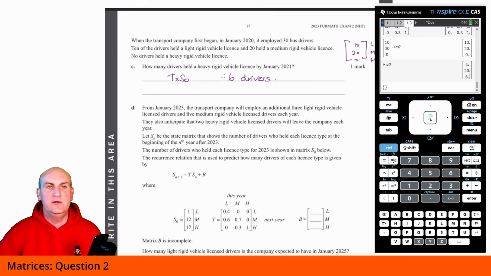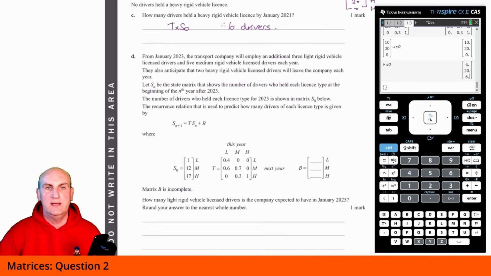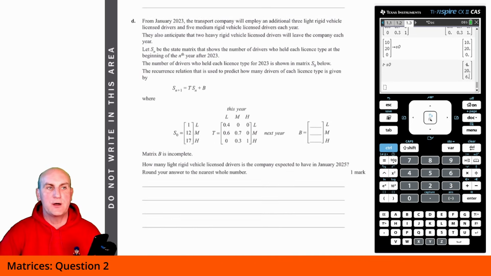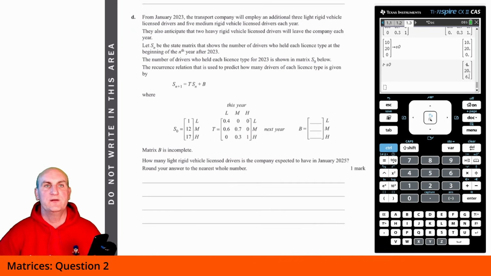From January 2023, the transport company will employ an additional 3 light rigid vehicle license drivers and 5 medium rigid vehicle license drivers every year. Okay. They also anticipate that 2 heavy rigid vehicle license drivers will leave the company each year. Okay. Let Sn be the state matrix that shows the number of drivers who held each license type at the beginning of the nth year after 2023. Okay, the number of drivers who held each license type is shown in the matrix S0 below in 2023.